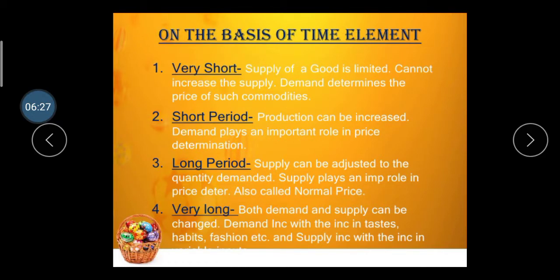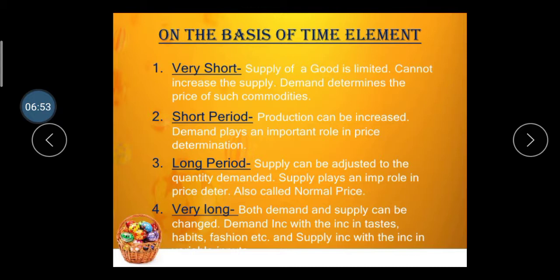Then, on the basis of the time element, the first one is the very short period market. The supply of the good is limited and cannot be increased, and the demand determines the price of such a commodity. So it's the very short period market. Then the short period market: the product can be increased and demand plays an important role in price determination.